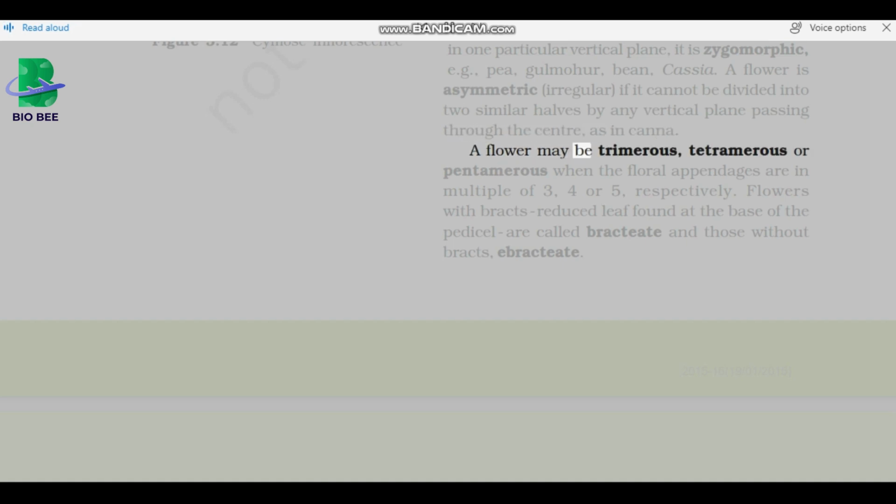A flower may be trimerous, tetramerous or pentamerous when the floral appendages are in multiple of 3, 4 or 5, respectively. Flowers with bracts, reduced leaf found at the base of the pedicel, are called bracteate, and those without bracts, abracteate.